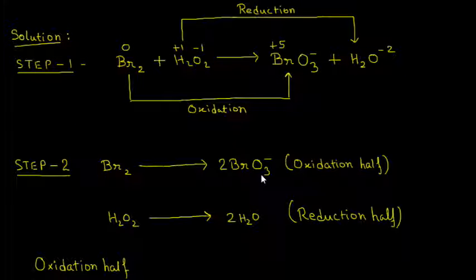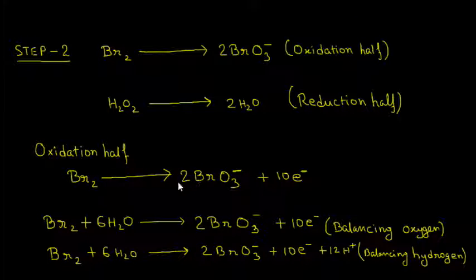In step 2 we write the equations separately. Br2 gives 2BrO3 minus is the oxidation half, and H2O2 gives 2H2O is the reduction half. So let us take the oxidation half, that is Br2 to 2BrO3 minus plus 10 electrons.